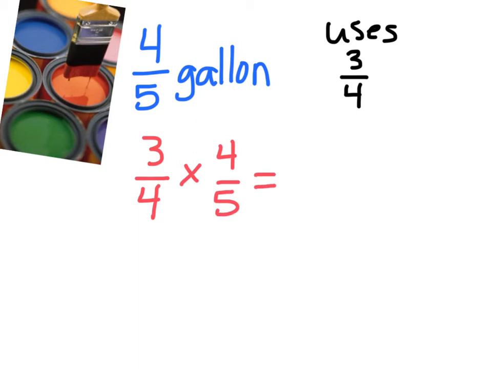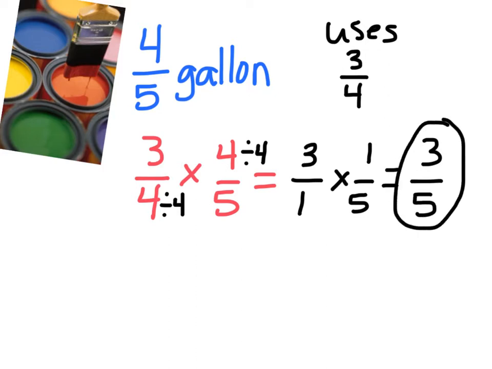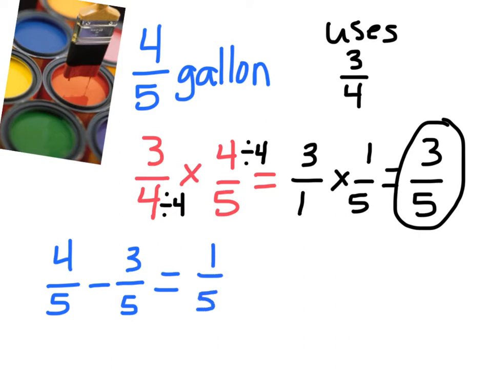I'm going to cross-reduce to get 3/1 times 1/5. Now I'm going to multiply across and get 3/5. Michelle used 3/5 of the gallon of paint. How much is left? Well, we'll solve for how much is remaining by taking our original amount, 4/5 gallon, and subtracting what she used, 3/5 gallon, to have 1/5 of a gallon left. So 1/5 remains of the 4/5 that she began with.